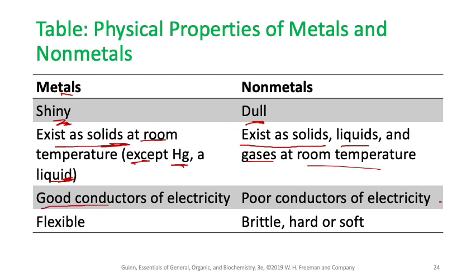Metals are good conductors of electricity, whereas non-metals are poor conductors of electricity. That means electricity cannot pass through a non-metal, whereas a metal can easily conduct electricity. Metals are flexible, while non-metals are brittle, hard, or soft, right? So these are some of the physical properties that you should remember to compare the metal and non-metal characteristics.